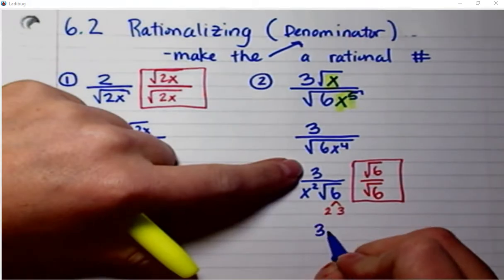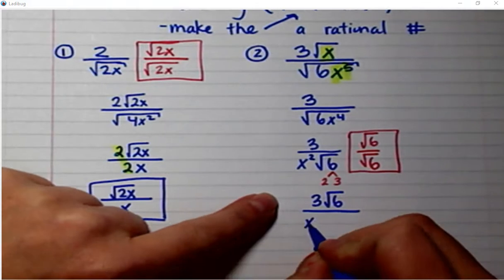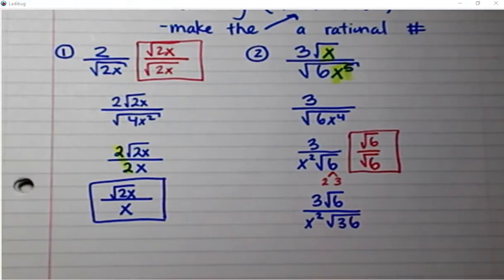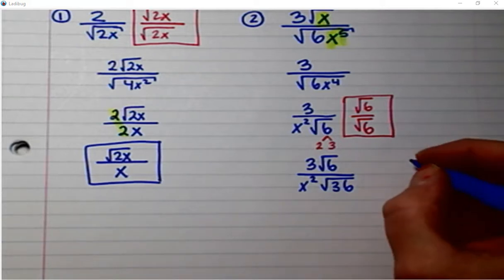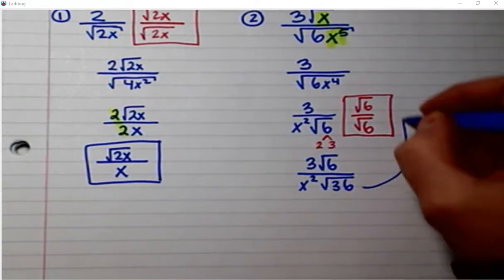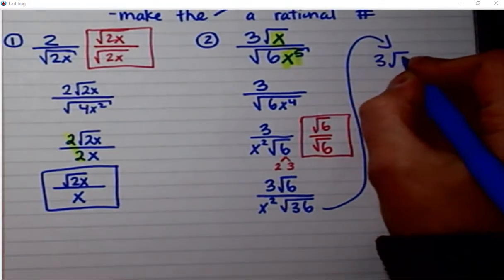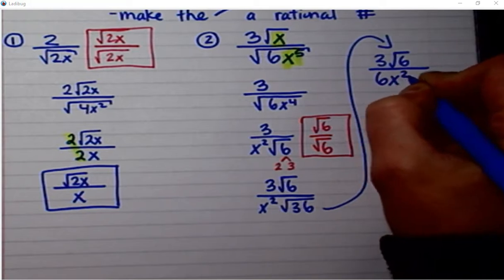So we get 3 root 6 on the top, and I get x squared root 36 on the bottom. Oh, but root 36 actually simplifies because it's a perfect square because I made it so. I'm just going to bring this up here. So we get 3 root 6 over 6x squared.